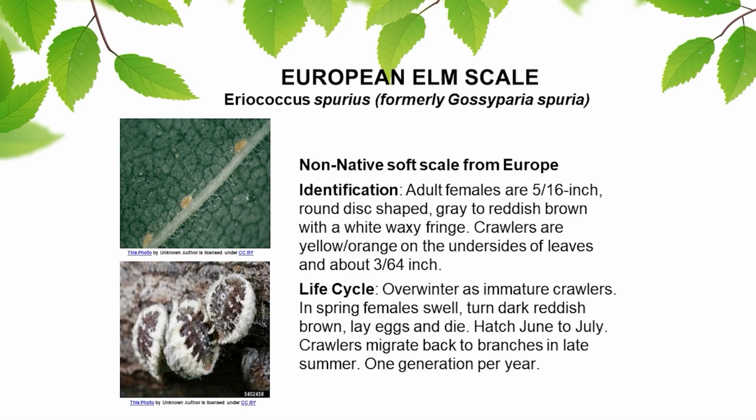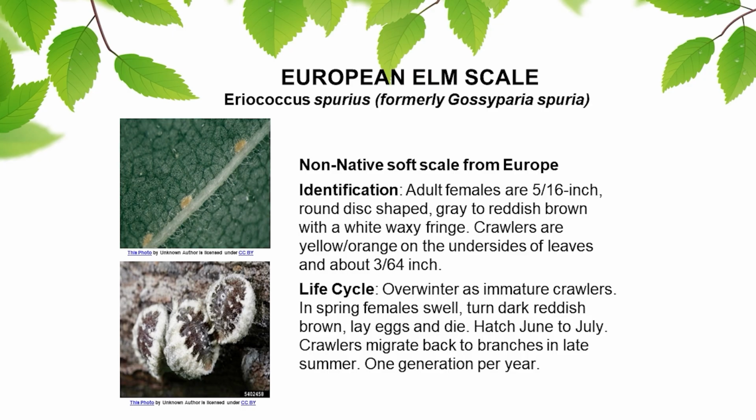European elm scale adult females are 5/16 of an inch in diameter with a round disc shape. They are gray to reddish-brown with a white waxy fringe. The crawlers are a yellow or orange color, about 3/64 of an inch in length. European elm scale overwinter as immature crawlers in bark crevices. In spring, females swell, turn dark reddish-brown, lay eggs, and die.